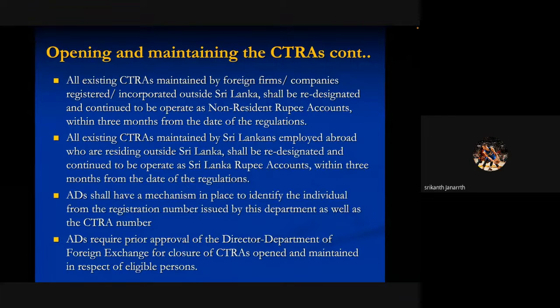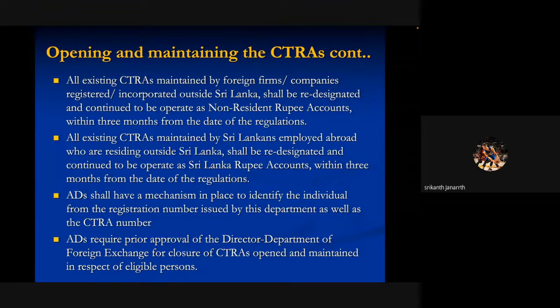All existing CTRA maintained by foreign firms. Now remember, prior to March, all the CTR accounts could be even for a Sri Lankan person working in the Middle East, when he wanted to open a Rupee account, the bank opened a CTR account. When a foreign entity or a registered entity, say an Indian Tata company, is maintaining an LKR account, even that is a CTR account. This is how it had been structured.